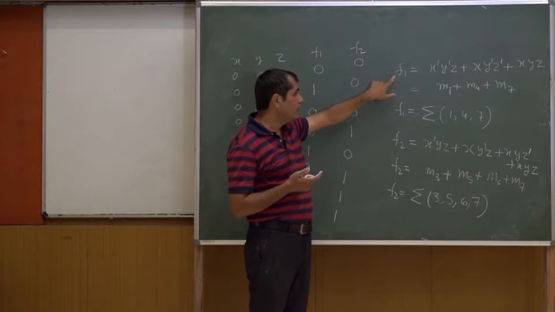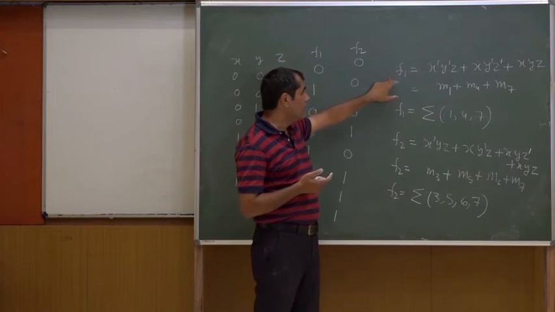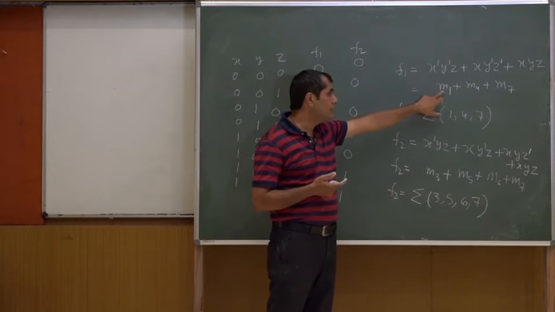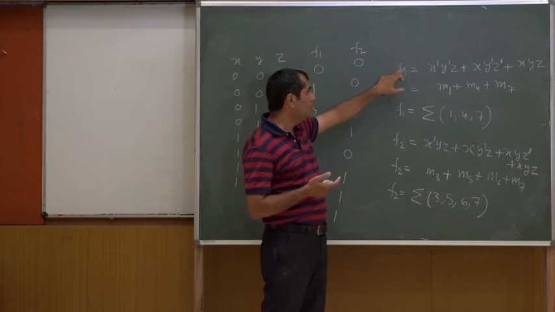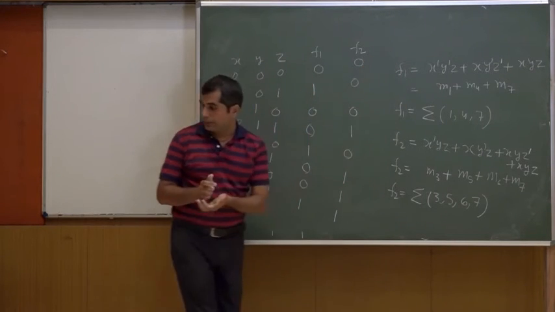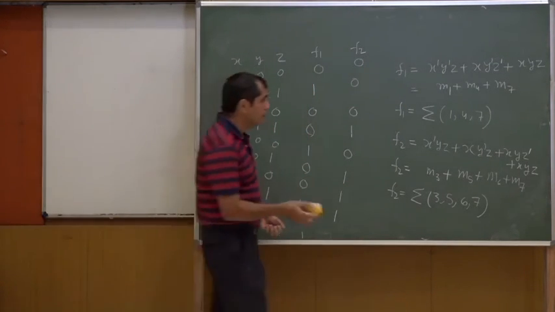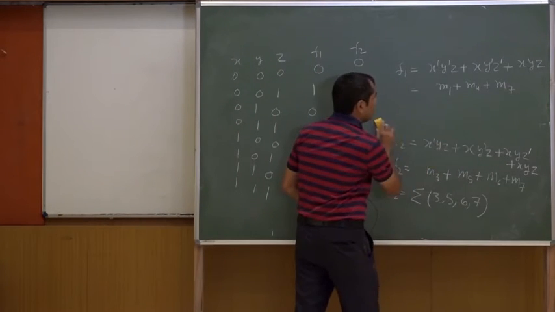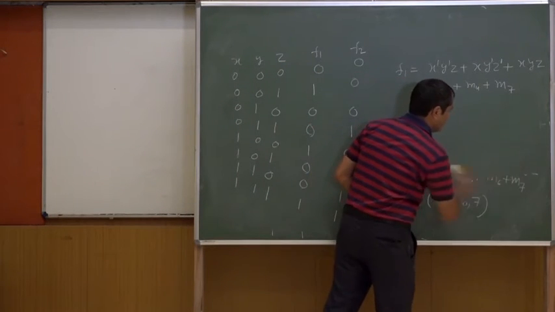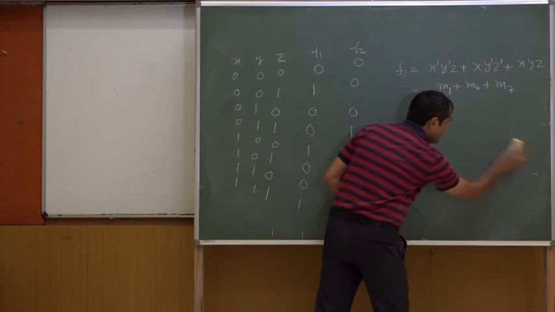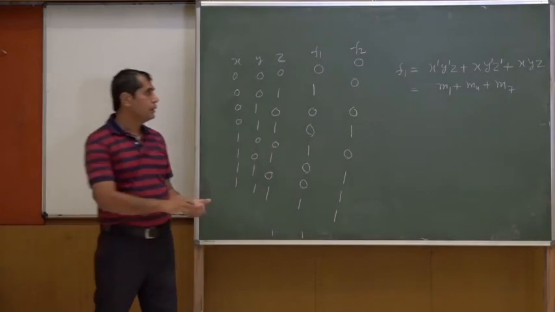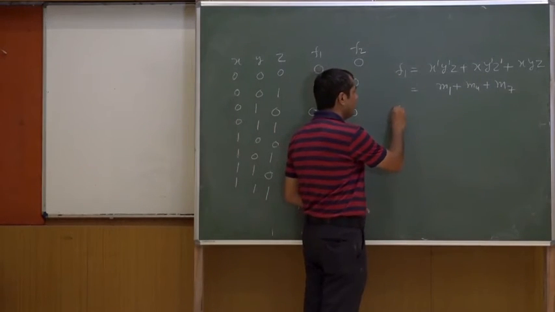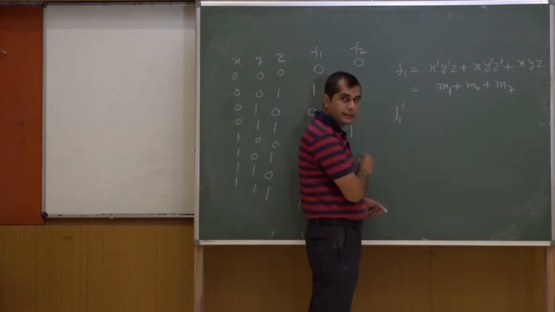Now let's try to write this f1 using the max terms. Here this one was represented using the min terms. Now let's try to do this using the max terms. Again I can follow the same procedure. Let's write the complement of this f1, that is f1 dash.